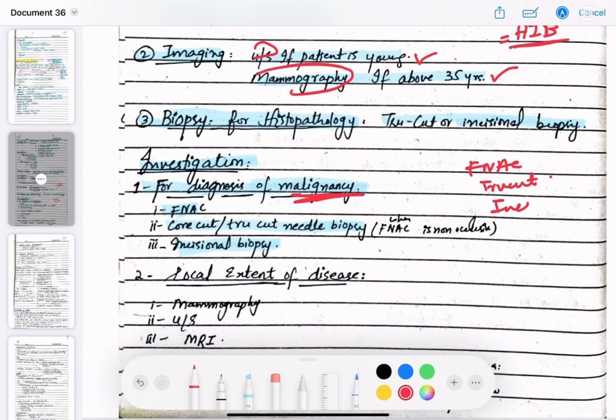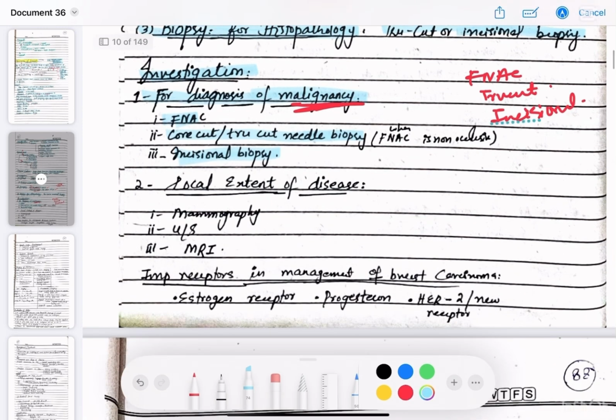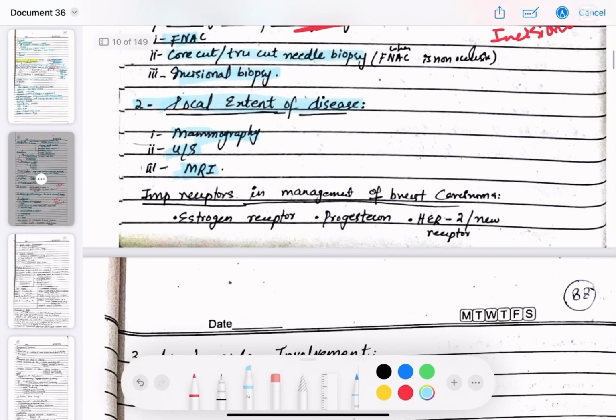Okay, then for the local extent of the disease, we will do the mammography, the ultrasound, and the MRI. These are the investigation options. Now the important receptors in the management of breast carcinoma are estrogen receptors, progesterone receptors, and HER2 or neu receptors. These are very simple and common. These are progesterone, estrogen, and HER2 neu receptors.